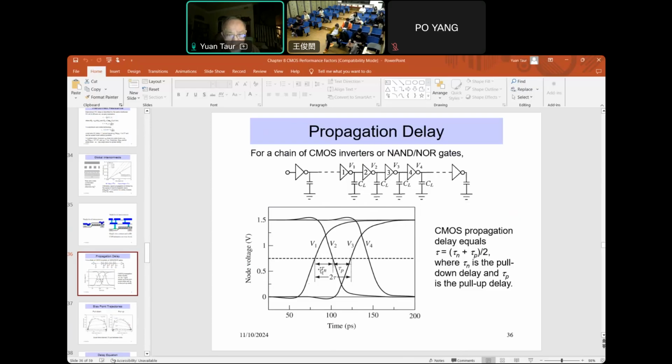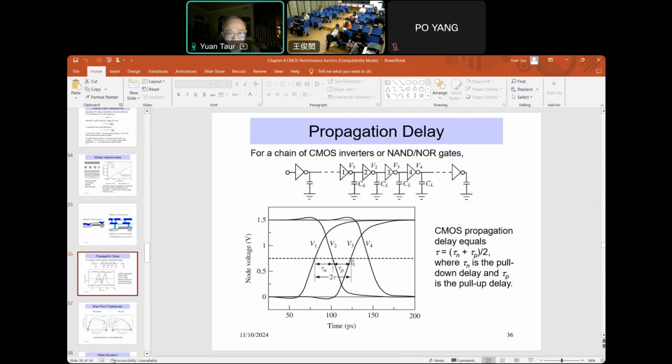And that's equal to the average of pull down delay and pull up delay. Okay, so in other words, if you measure the delay time, in this case the VDD is 1.5 volt, right? So half VDD over 2 is 0.75, this dashed line here. And so you measure that from V1 to V2, that's the out end. It's due to the pull down MOSFET current. And V2 to V3 is due to pull up PFET current.